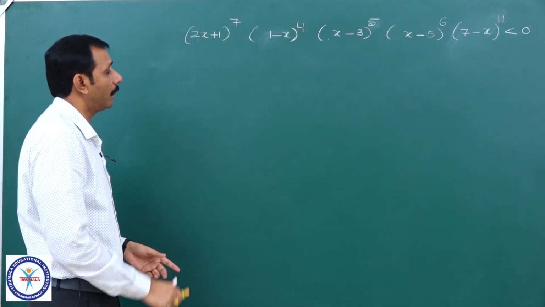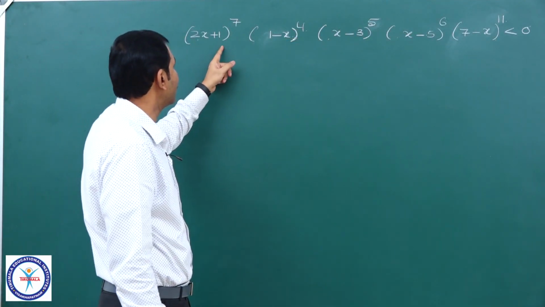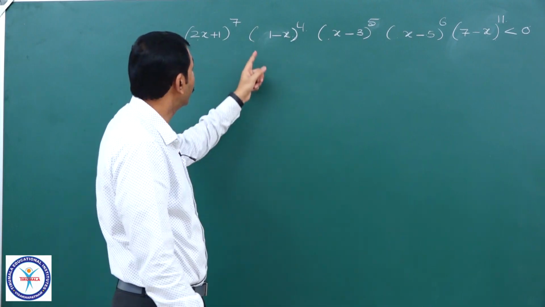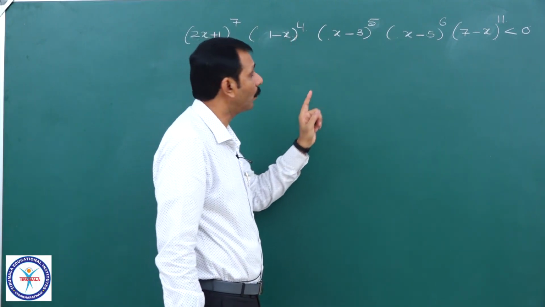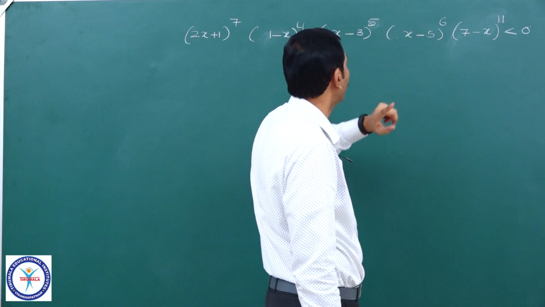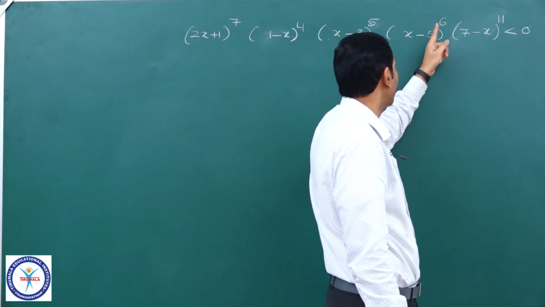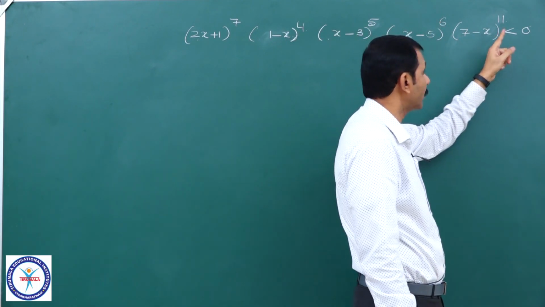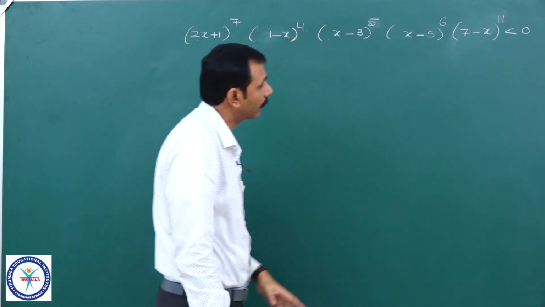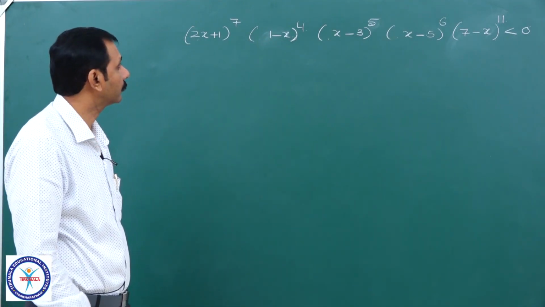Now we will see this problem. 2x plus 1 whole power 7 into 1 minus x whole power 4 into x minus 3 whole power 5 into x minus 5 whole power 6 into 7 minus x whole power 11 less than 0. Here one thing we observe.